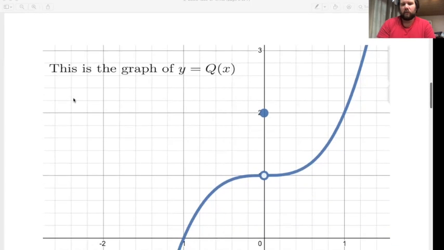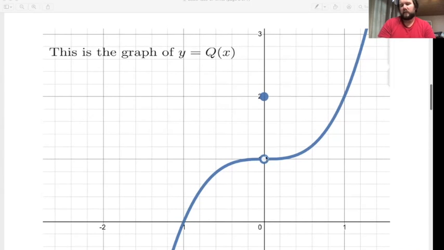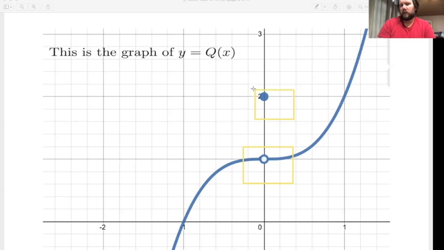So here I have the graph of y equals q of x. This is my function. And I can see there's this discontinuity where the function suddenly, for some reason, jumped at x equals 0. And even though it looks like the function should be taking the value of 1, it's really the case that at x equals 0, q of 0 is equal to 2.